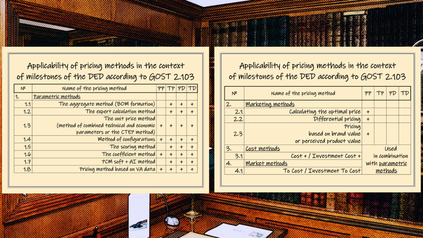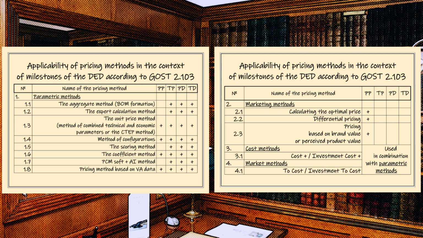In terms of the project milestones under consideration, as in previous issues, we will consider the 4 early milestones of the project, corresponding to the stages of design engineering development according to GOST 2.103, namely the milestones of the pre-project, technical proposal, preliminary design, and technical design engineering.